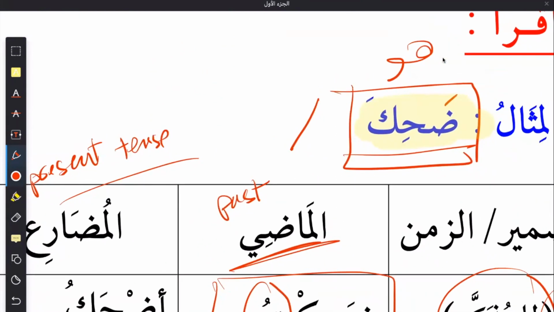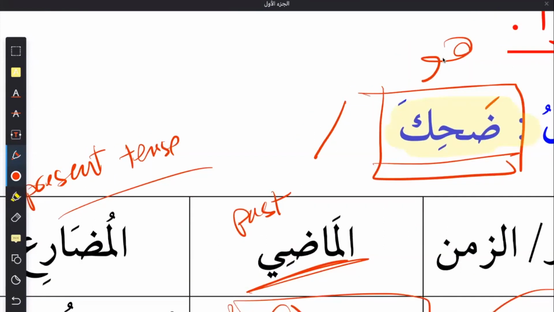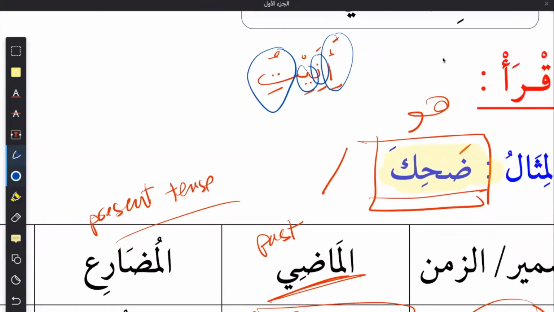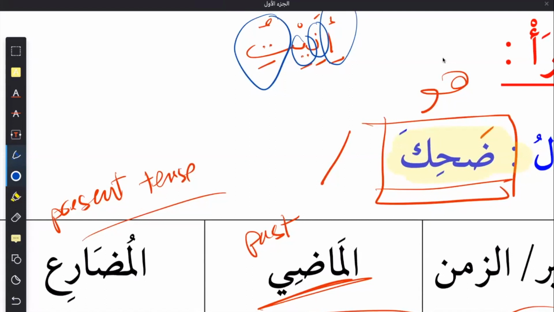So we have dhahika as the past tense. Do you remember how you say he is laughing in the present tense? At this point, we should really be comfortable with the prefixes of the present tense verbs. Okay, there are prefixes, and I have given you many different ways you can memorize these prefixes: anaitu. So you have hamza, you have noon, you have ya, and you have ta, right?